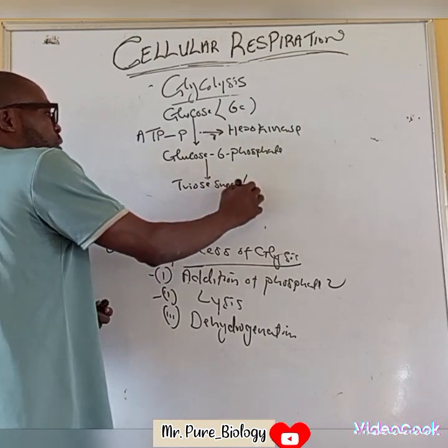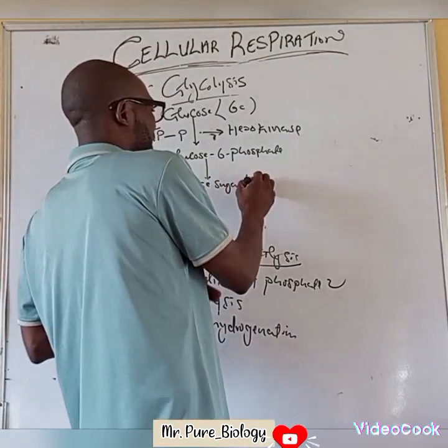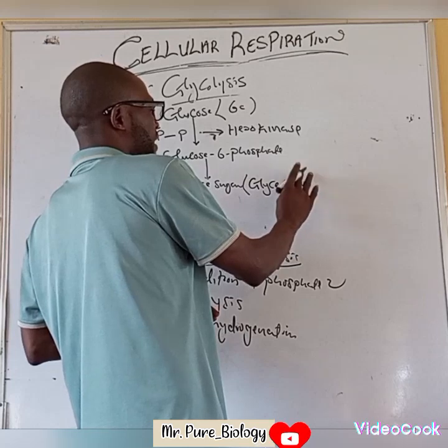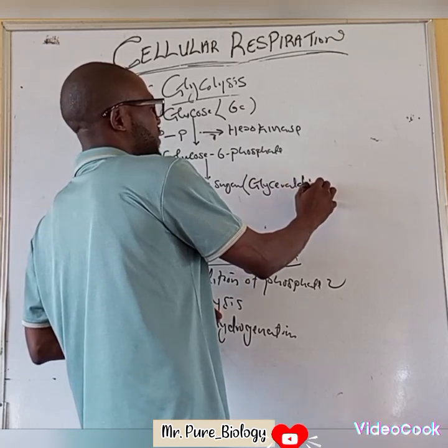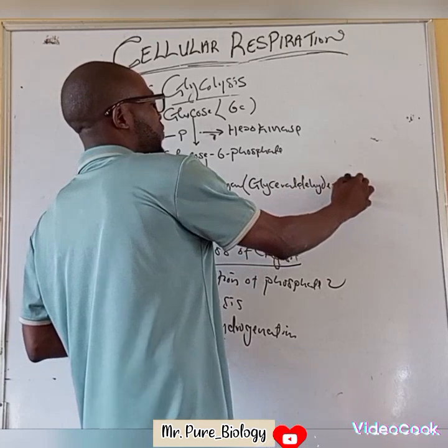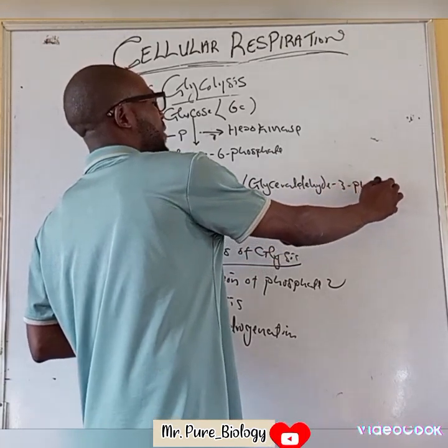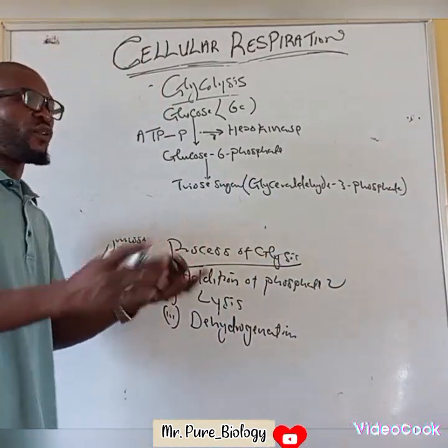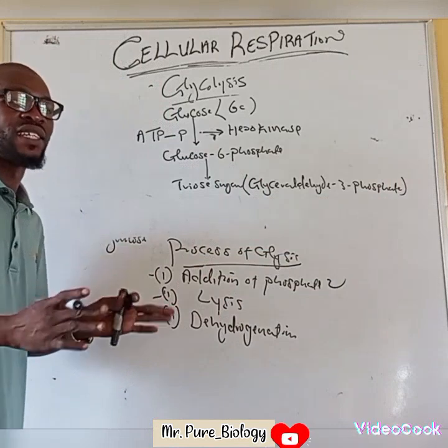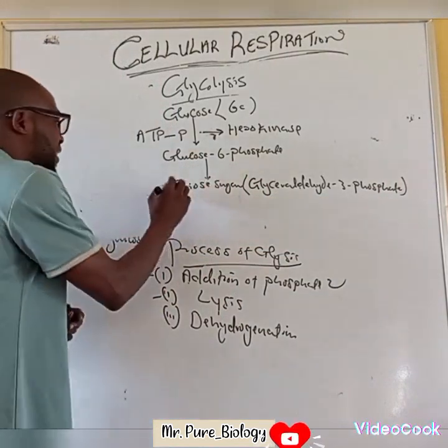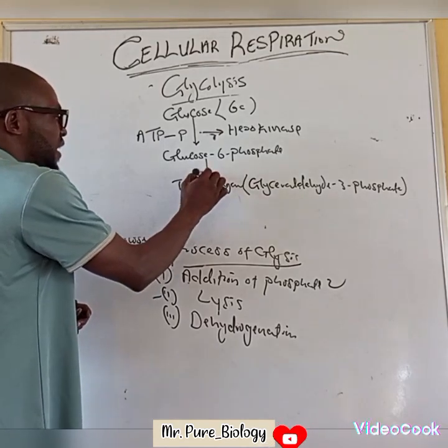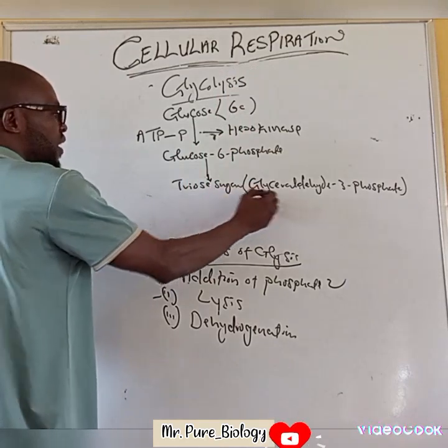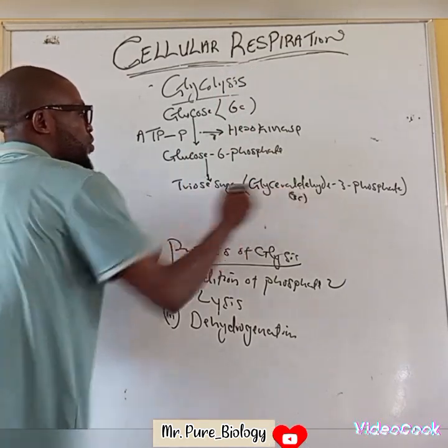Are we getting it now? Or we refer to it as glyceraldehyde 3-phosphate. That is another name given to it. That is glyceraldehyde 3-phosphate or phosphoglyceraldehyde. Are we getting it now? And that triose sugar is a 3 carbon sugar. As this one is a 6 carbon sugar, this one is a 3 carbon sugar.